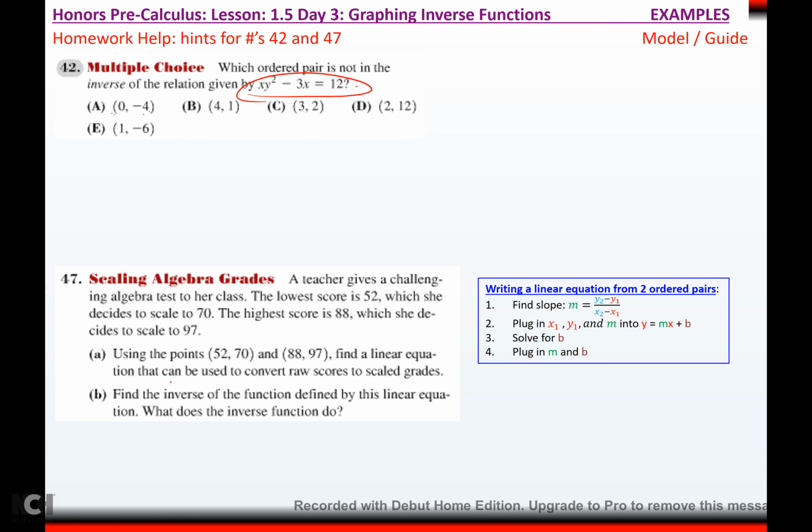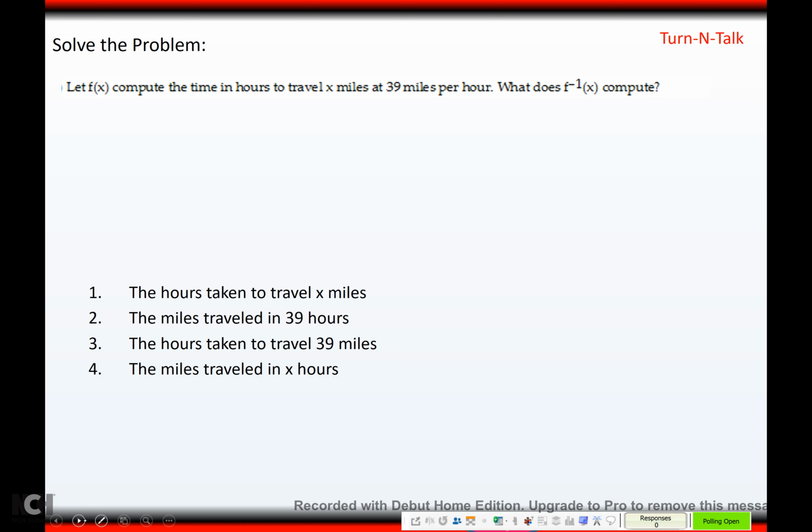On 47, okay, they want you to remember the other day when we used the graphing calculator to do a regression. They want you to do it by hand. So your slope is going to be y2 minus y1 over x2 minus x1. And then you have to find your b, plug those two in, and you have your equation. All right. Hit pause, come back when you're ready.